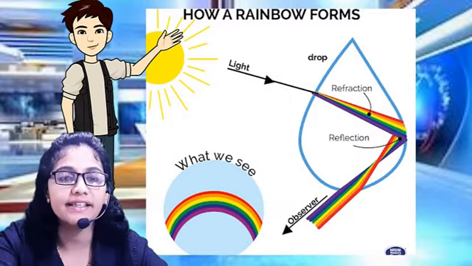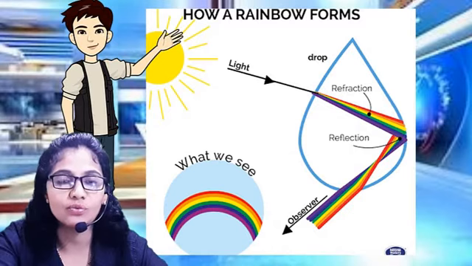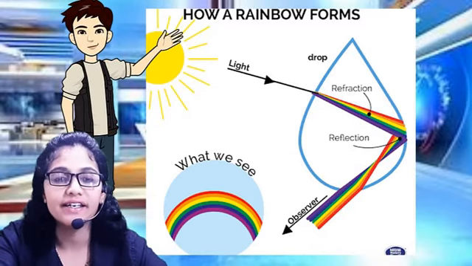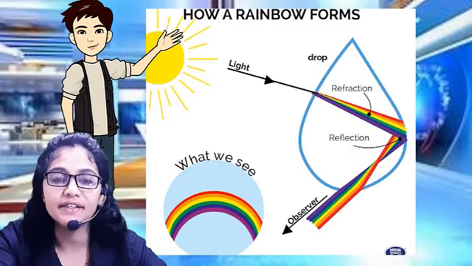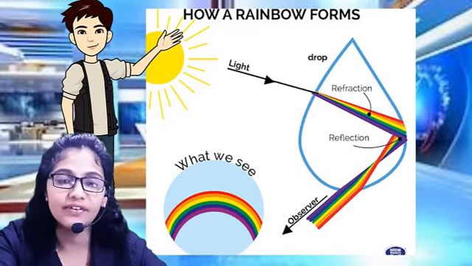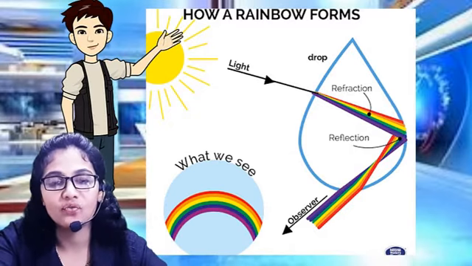Now see how a rainbow forms. This is the sunlight, and that sunlight enters the droplets of water. That sunlight is refracted in different directions, and at another surface of the water, the refracted radiation is again reflected, and we can observe that rainbow.